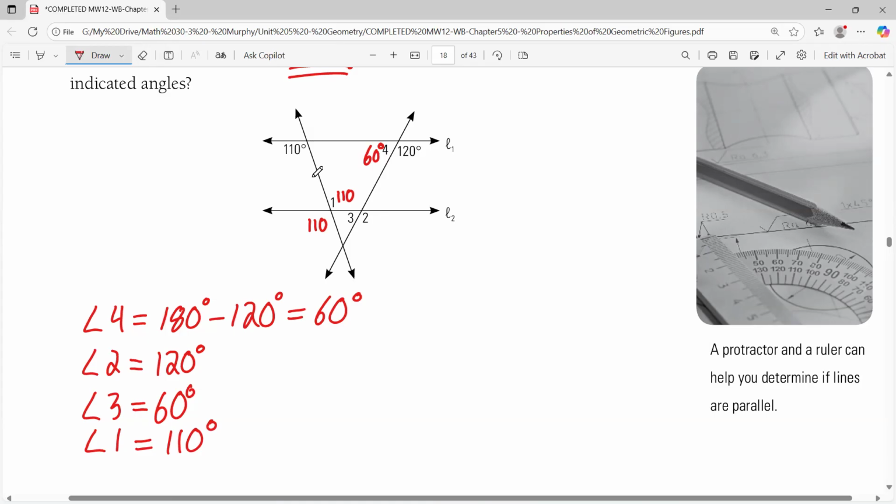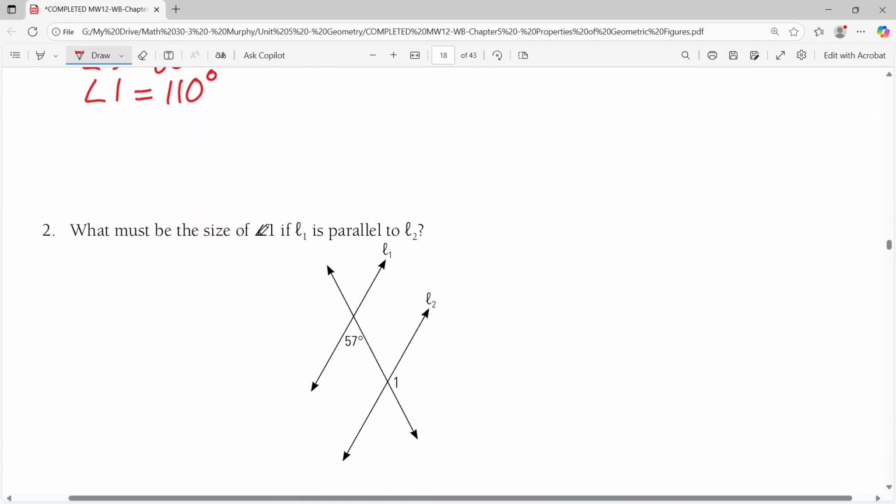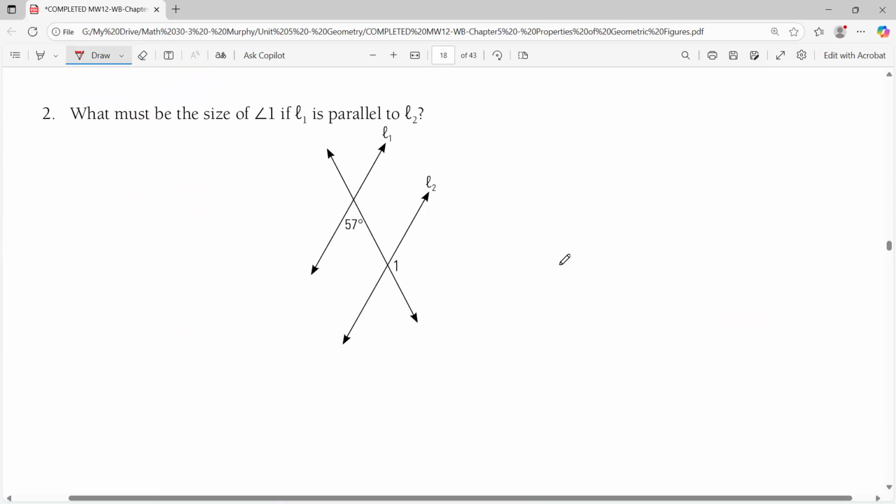Number 2. What must be the size of angle 1 if L1 and L2 are parallel? So L1 and L2 let us apply the idea of supplementary, corresponding, and alternate angles. They've put the image on an angle, but these are parallel. Here's the transversal. There is a number of ways to do this.